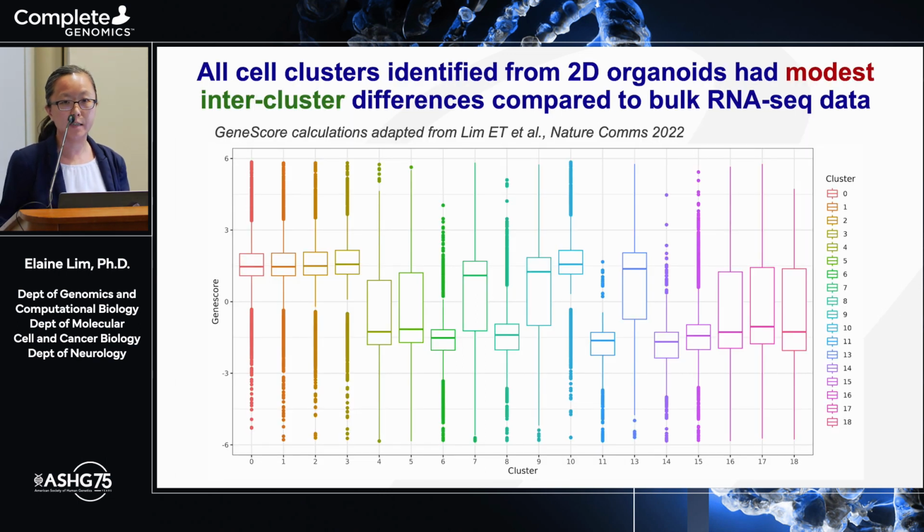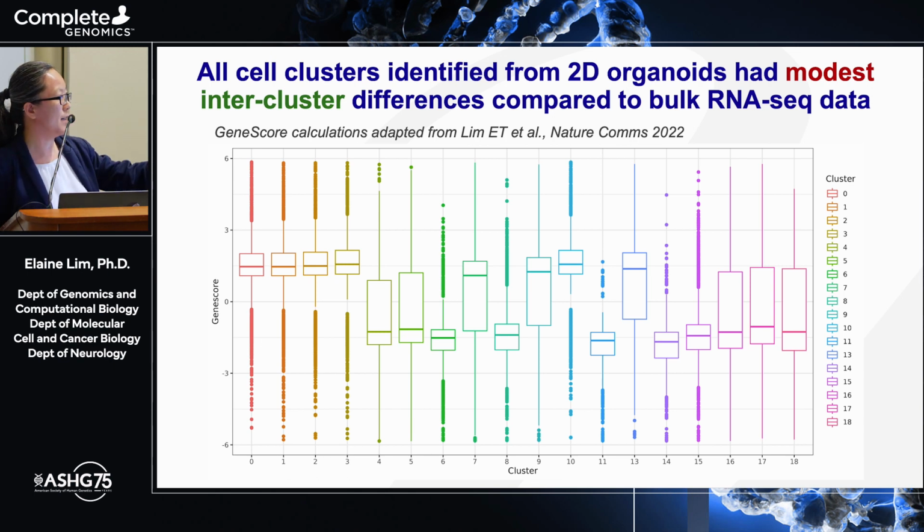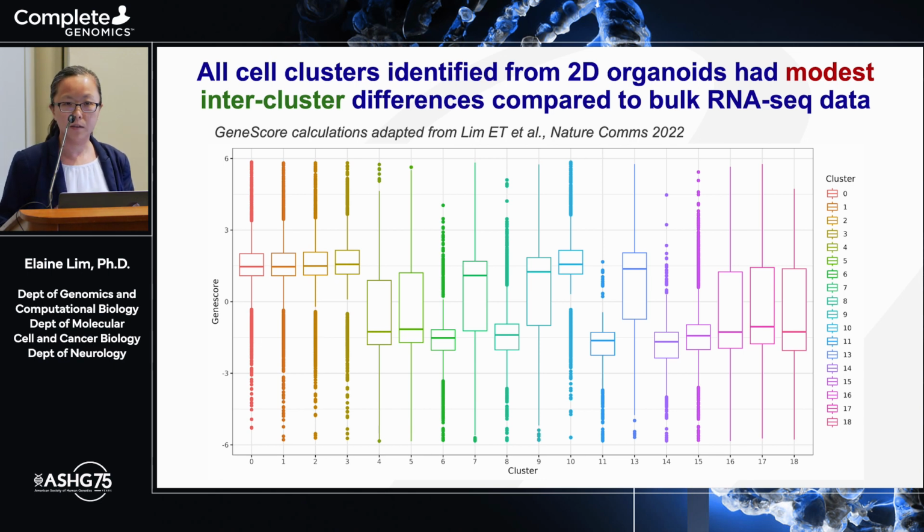We use a statistic that we developed called gene score to enable us to compare the single-cell RNA sequencing data that we generated with prior bulk RNA sequencing data that we had generated. Generally, if we see gene scores greater than 0, high up, that represents stronger concordance between the single-cell data and the bulk RNA-seq data. And the x-axis shows per cell type cluster.